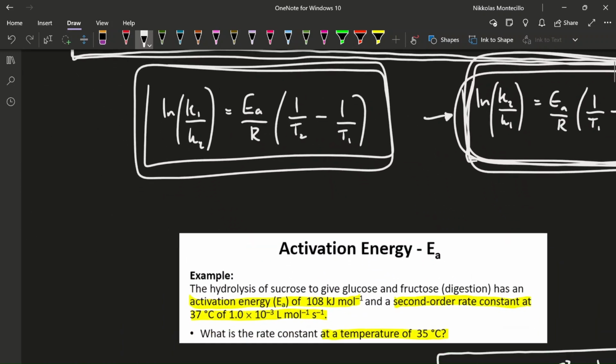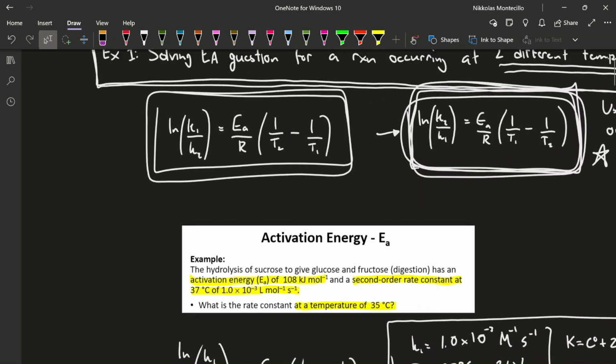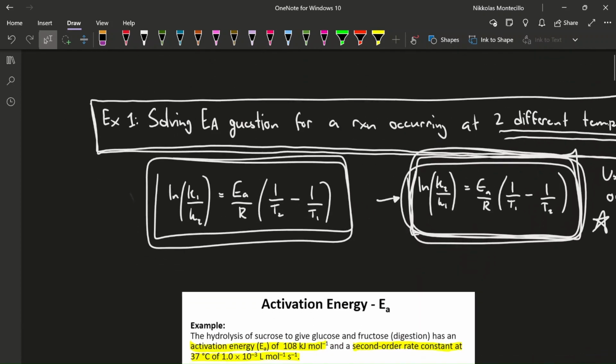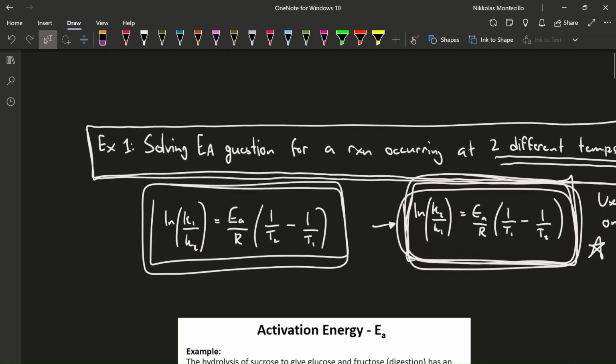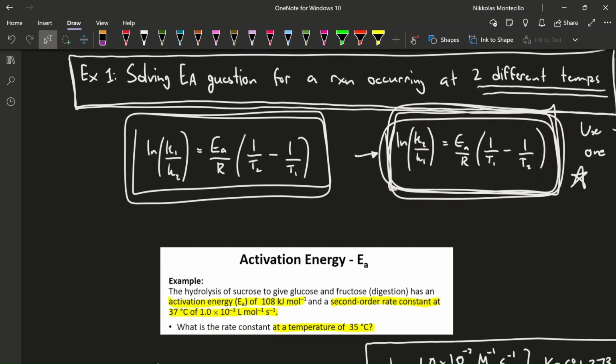In this example, I go through both methods. But generally speaking, when you go through these questions, you always want to line up the variables first to determine K1, K2, T2, T1, right? And so on and so forth.